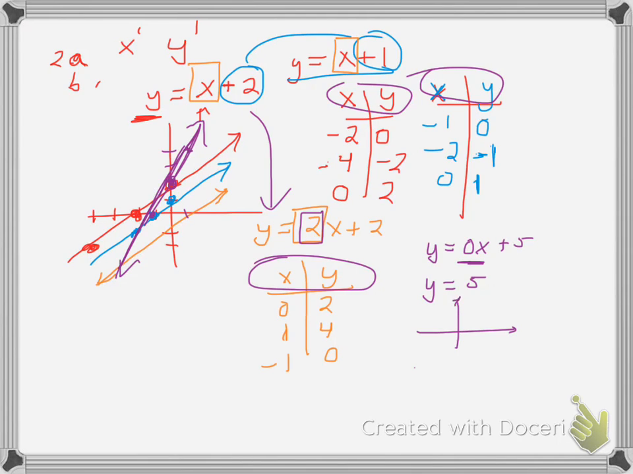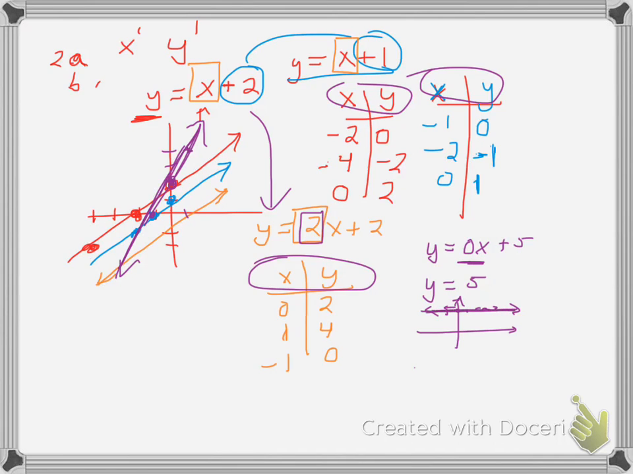Y equals 5. Recall, the y-axis, right? So there's a 5 for y. If my x is here, there's the 5 for y. If my x is here, there's the 5 for y. On and on, right? Lots of points. It's a horizontal line going through 5.